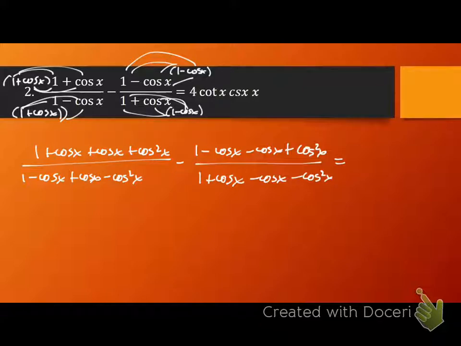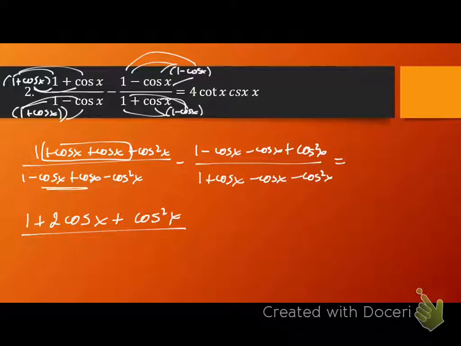Okay, now combine like terms. Well, we got like terms here. So we go 1 plus 2 cosine x plus cosine squared x all over... Like terms here, but those guys are opposites. They're just going to add to 0. So we go 1 minus cosine squared x.